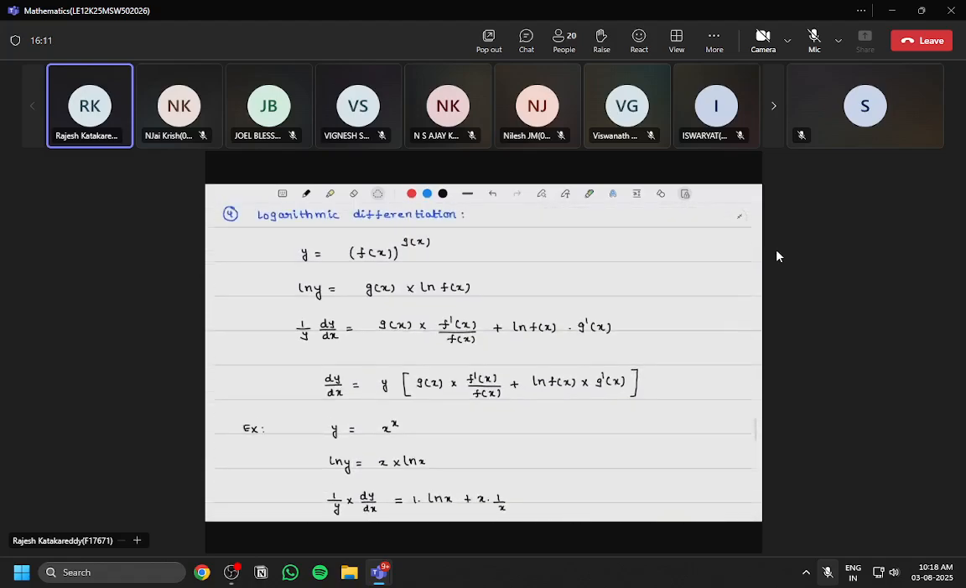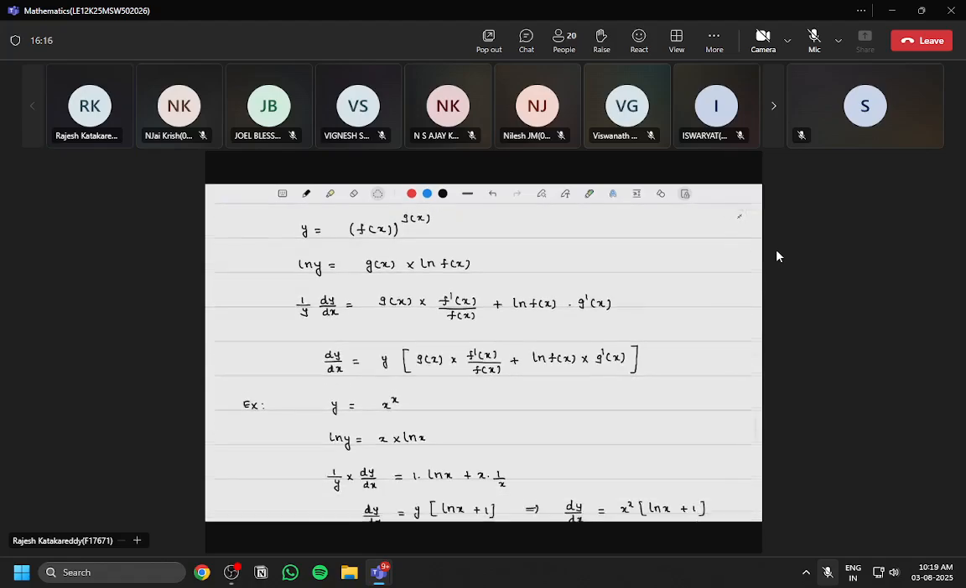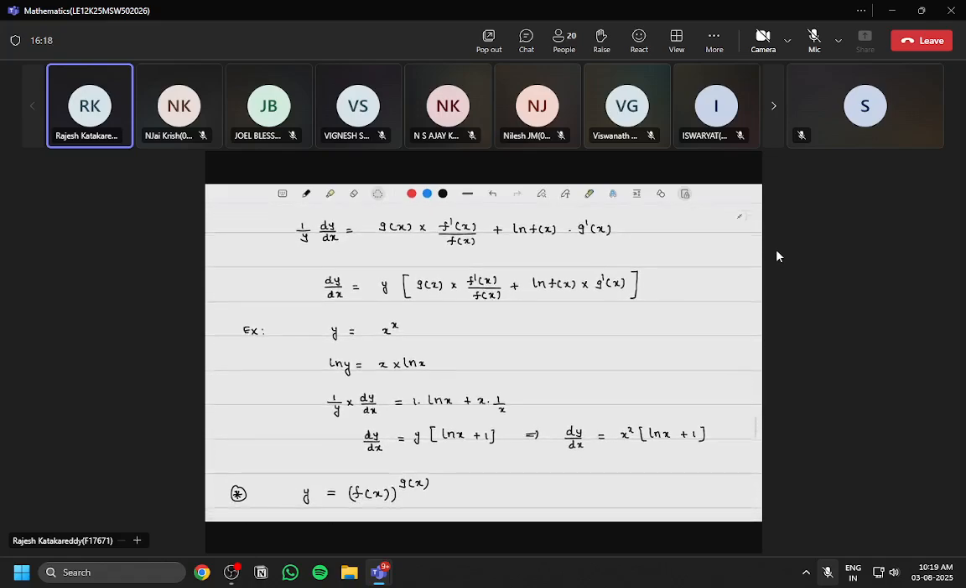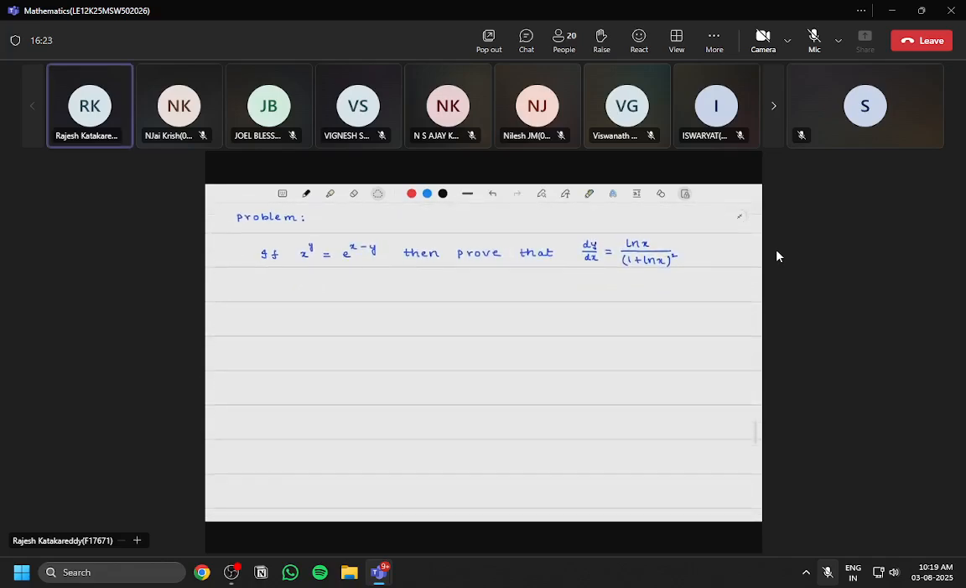If you are writing anything from here, you can copy this. I have some problems below this. So this is problem number 1. I think we need to use logarithmic differentiation where we don't have any y variable in that. Clear? Let us differentiate this one. It is from our book, I guess. Taking log on both sides.